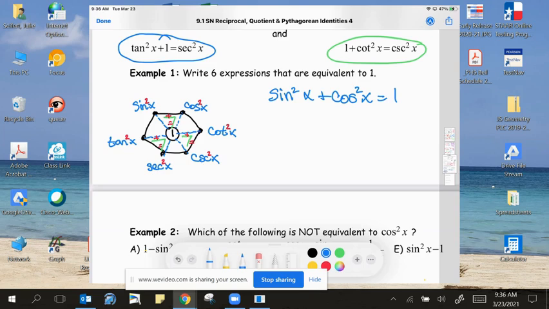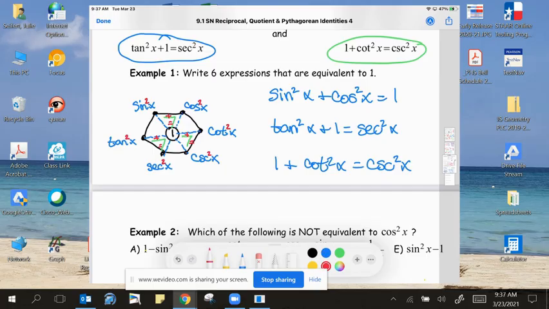Okay. The other one on the bottom left, tangent squared x plus 1 equal to secant squared x. And then the one on the bottom right, 1 plus cotangent squared x equal to cosecant squared x. Those are your 3 Pythagorean identities.